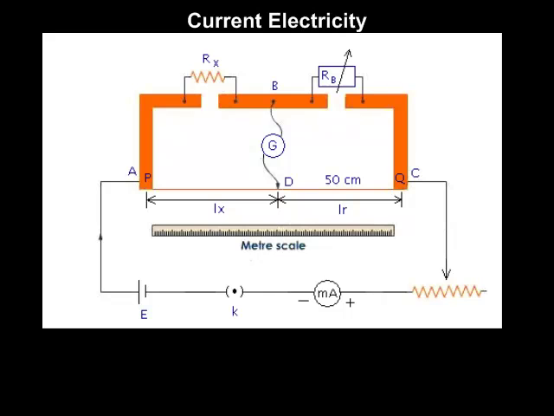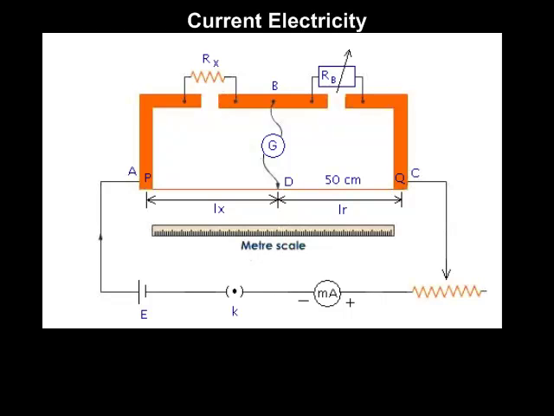A cell of EMF E and a plug key K are connected across the wire as shown. A rheostat is connected in series with the wire to adjust the current through it. Unknown resistance Rx is connected in the left gap and a variable resistance box Rb is connected in the right gap. One end of the center zero galvanometer is connected to B and its other end is connected to a sliding contact or a jockey through flexible wires.